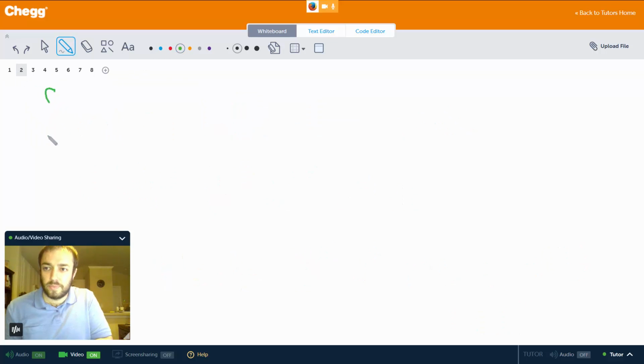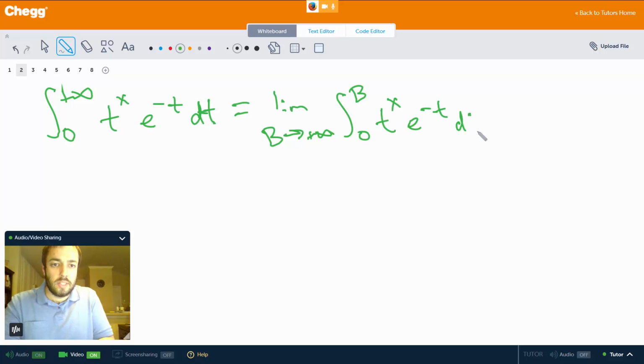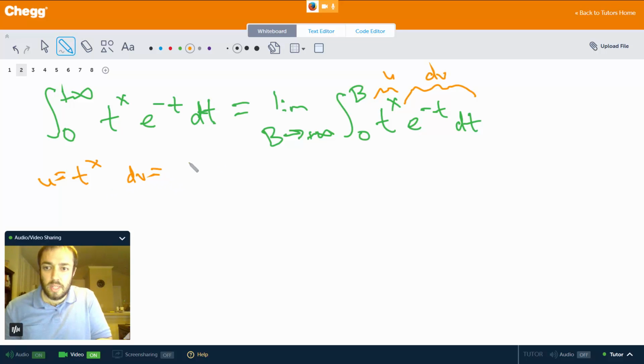So we have the integral from 0 to plus infinity of t to the x e to the minus t dt. Now this is improper because we have the infinite limit, so I want to rewrite this as the limit as big B goes to positive infinity of the integral from 0 to B of t to the x e to the minus t dt. Now let's go ahead and integrate this by parts. So what we're going to say is u equals t to the x. So if this is u, then dv has to be everything else that's left over. So dv is e to the negative t dt, which means v equals negative e to the negative t.